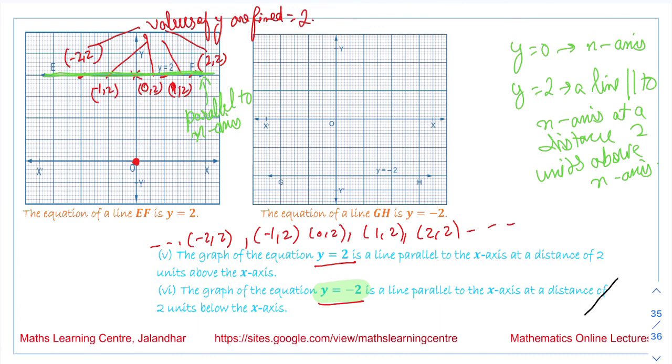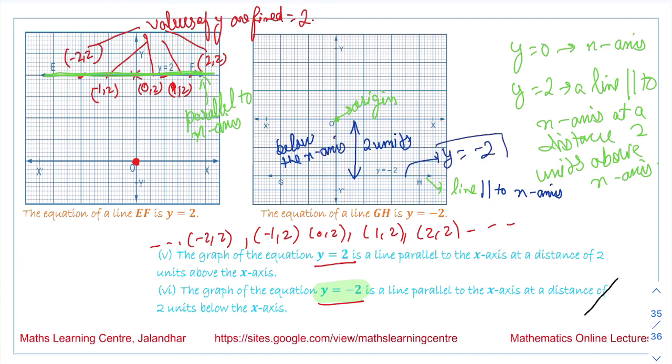Now on similar lines, what will the equation y is equal to -2 represent? This is the origin over here, and it will represent a line parallel to the x-axis. And what is the distance over here? It is 2 units and it is below the x-axis, because this is the line y is equal to -2.